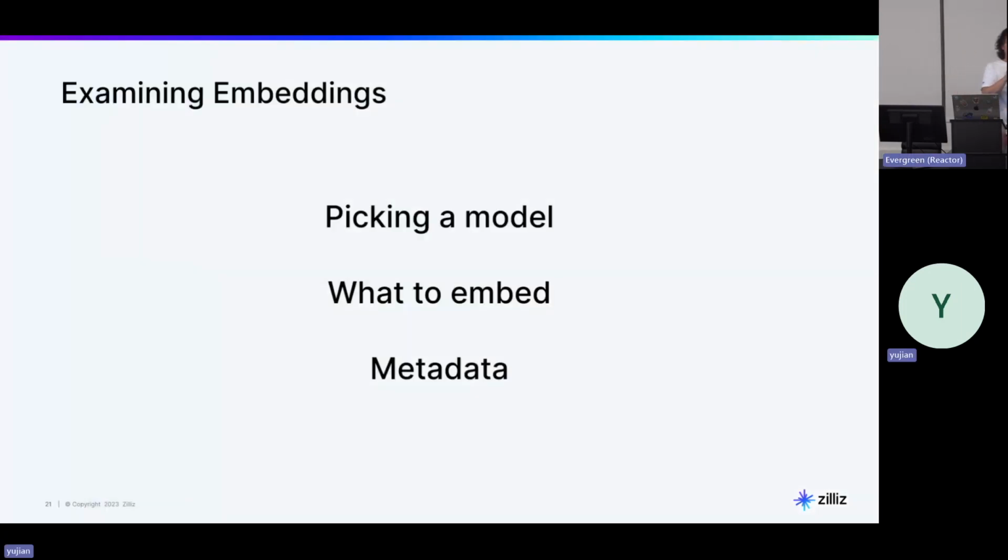Okay, so let's examine some embeddings. There are about 3 things that I think about when I look at embeddings. One is picking a model. Number 2 is what you're going to embed. And then number 3 is the metadata that you want to include with your embeddings, okay? So in this section, we're going to first go with picking a model.